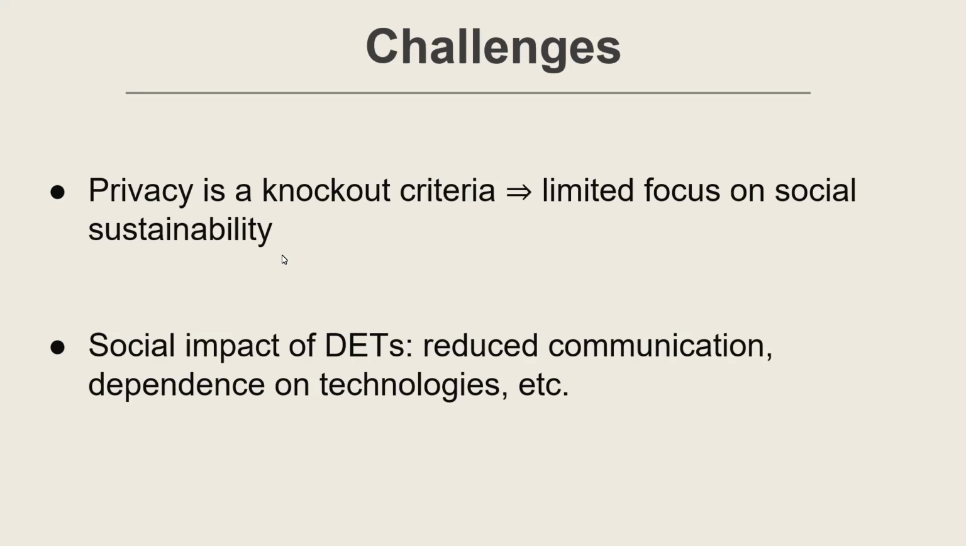However, this also implied in most of the cases that there was very limited focus on the other aspects of social sustainability, such as access and accessibility. These two points were not considered almost at all while selecting a digital education technology for a university. So, at least in the universities that we interviewed, there was very small attention given to access and accessibility, but it was all about privacy when it comes to the social dimension.